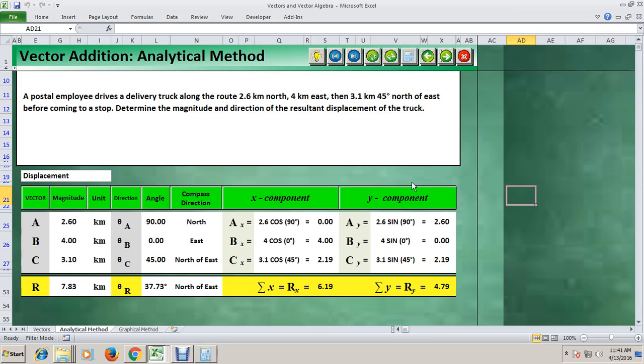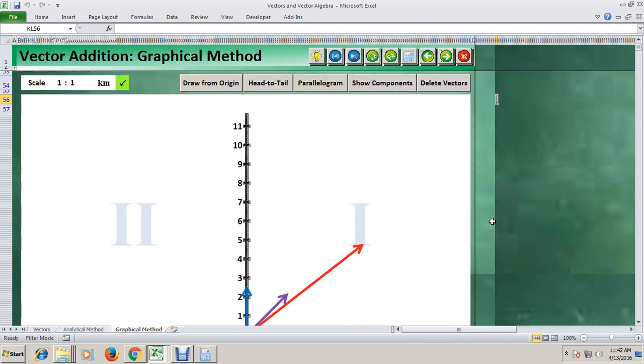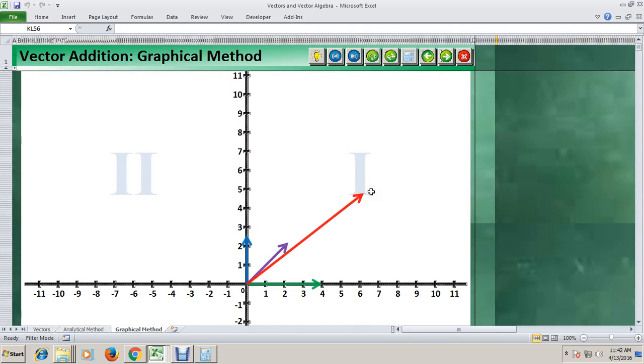Okay, now since we are done with the computation for the components, the next step again is to get the sum of the corresponding components according to axis. So 0 plus 4 plus 2.19 gives you 6.19. 2.6 plus 0 plus 2.19 gives you 4.79. Take note that both of these components are positive. Therefore, we expect the resultant vector should be located on the first quadrant, just as shown here in the graphical method. The resultant vector, the red arrow, is located on the first quadrant.